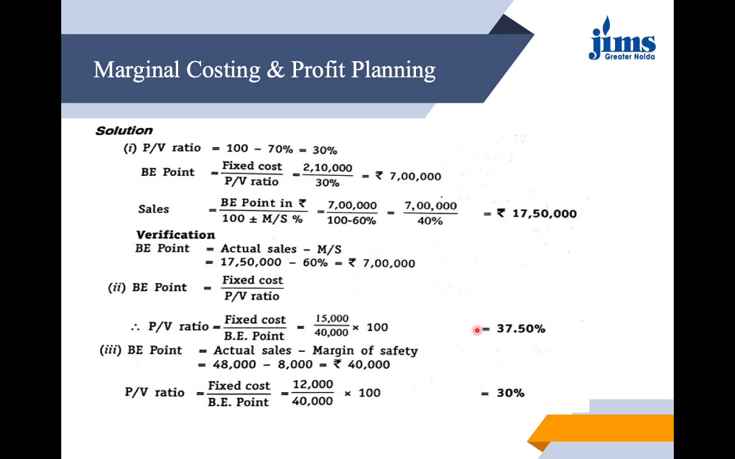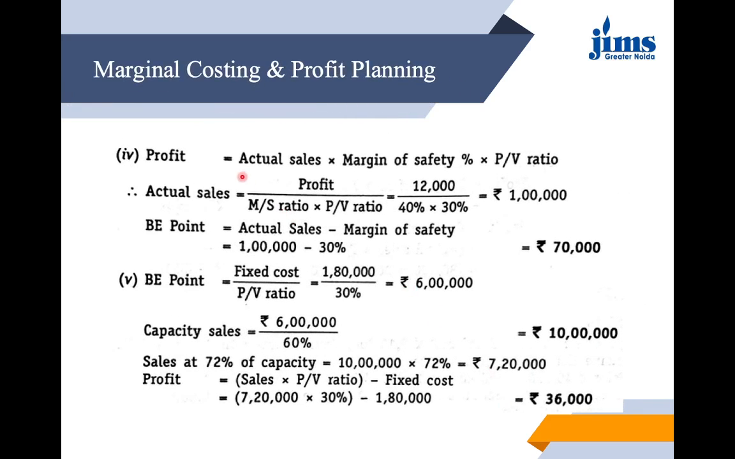In the next case, we are given with actual sales and margin of safety, and we need to find out PV ratio. So first of all, we will find out the break-even point by subtracting these two, and then PV ratio is equal to fixed cost upon BE point. Then in that case, PV ratio is coming out as 30%.